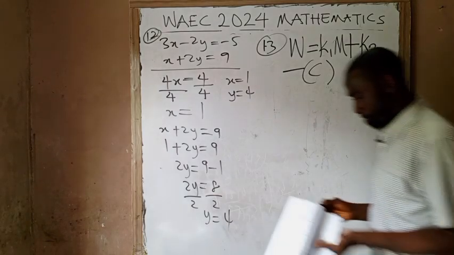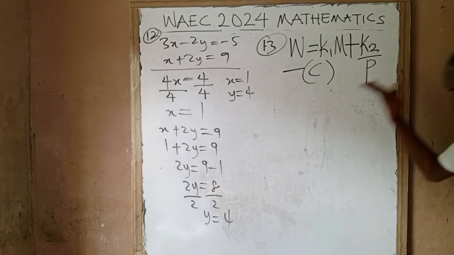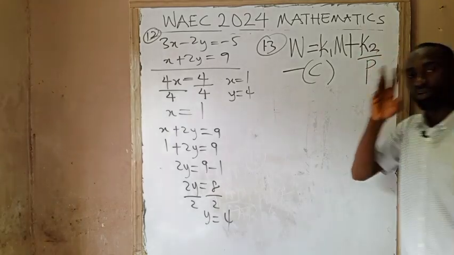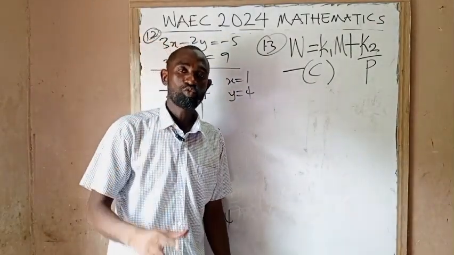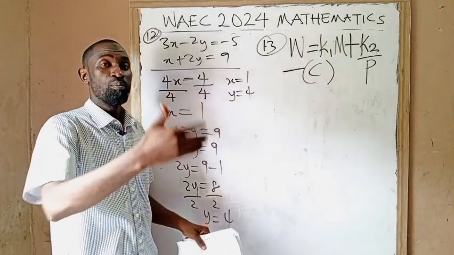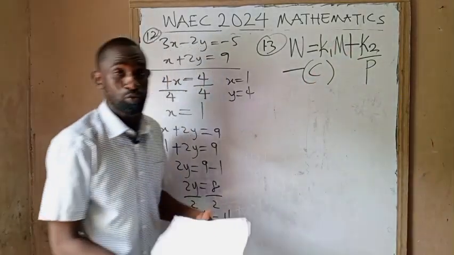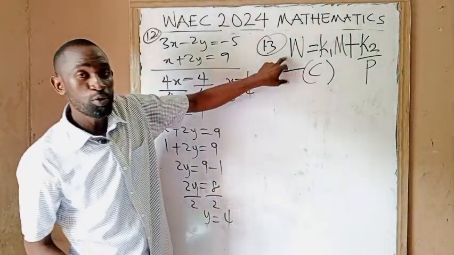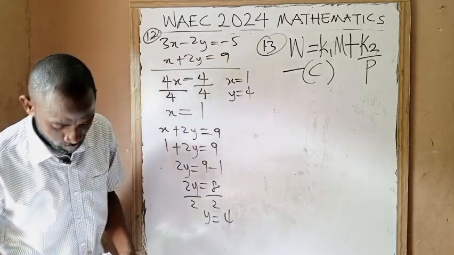This is what we call partial relation. So W is partly constant as M and partly inversely as P. We now have to use K1 and K2 as constants. Under partial relation, we are going to have two constants, and constants under partial relation always lead to what we call simultaneous equations. If we're given two separate values of M and P with our W, it will lead to simultaneous equations.